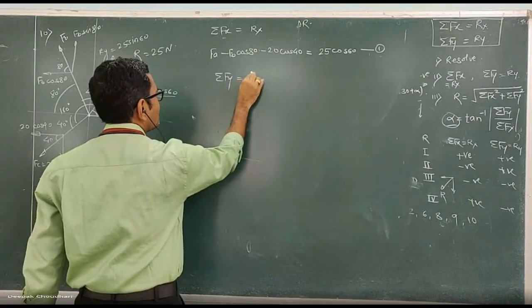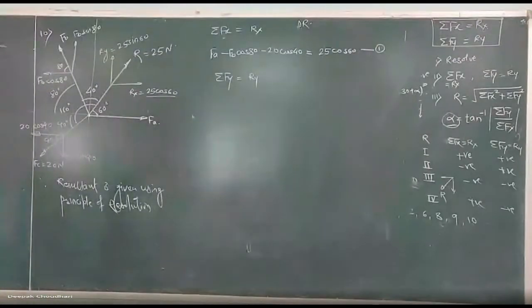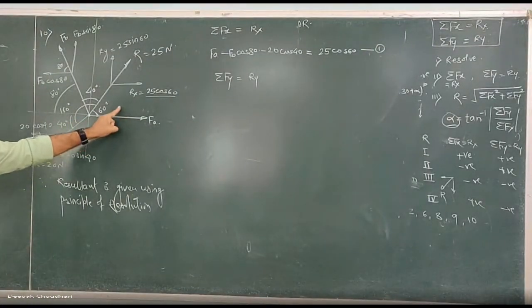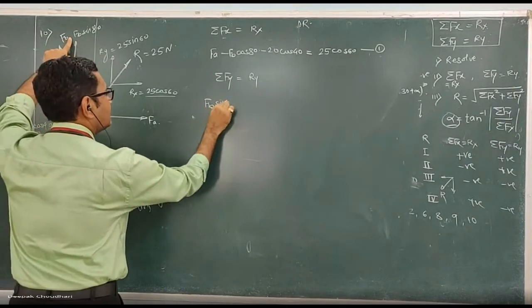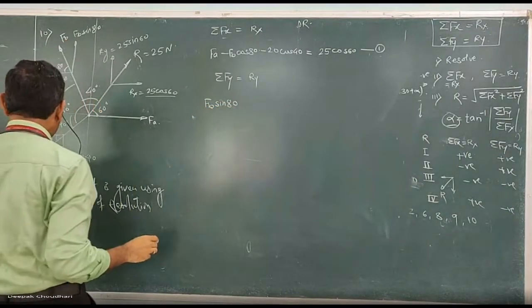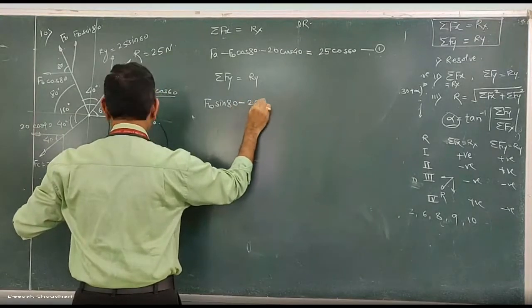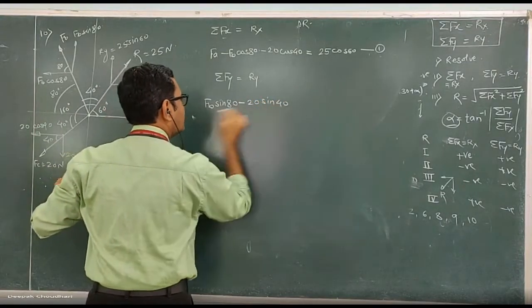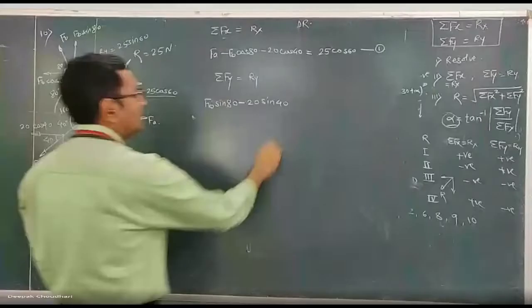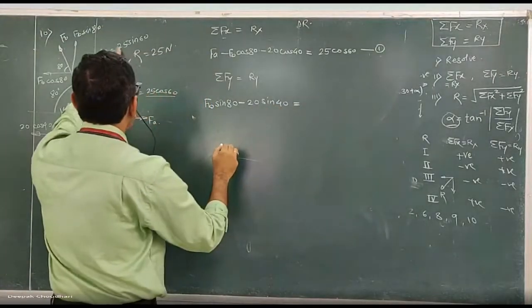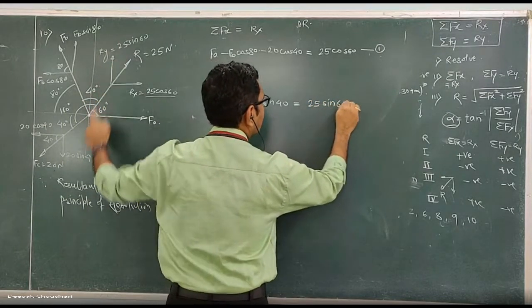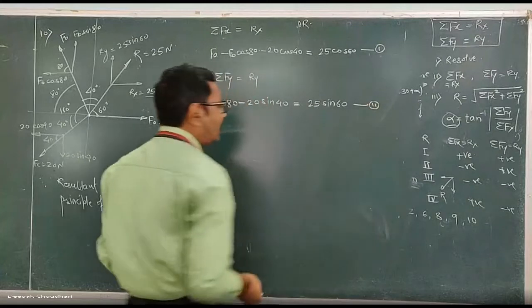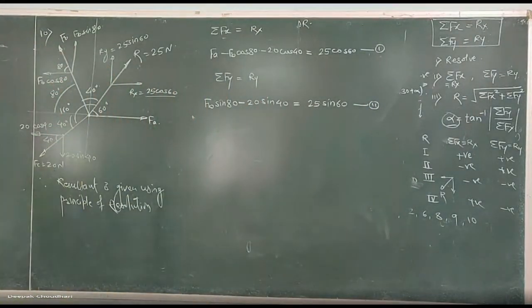So let's use summation of Fy equal to Ry. Here, y component of Fa is 0, y component of Fb is upward, so it is Fb sin 80. Y component of Fc is downward, which is minus 20 sin 40. This is the summation of y component of all three forces, which is equal to y component of the resultant. Here y component of resultant is upward, so it is positive, which is 25 sin 60. Equation number 2. Solve equations 1 and 2, you will get Fa and Fb, two equations, two unknowns.